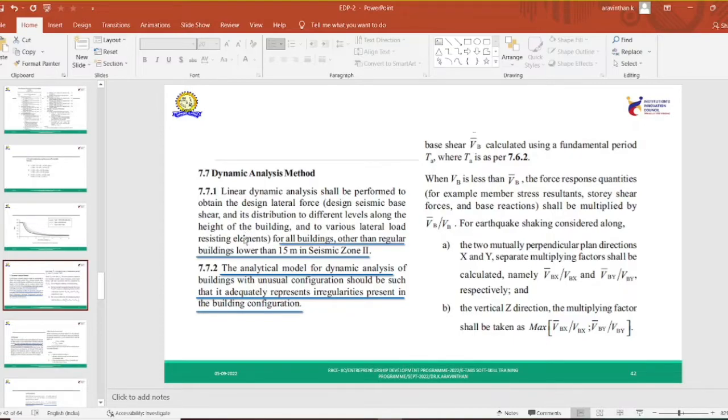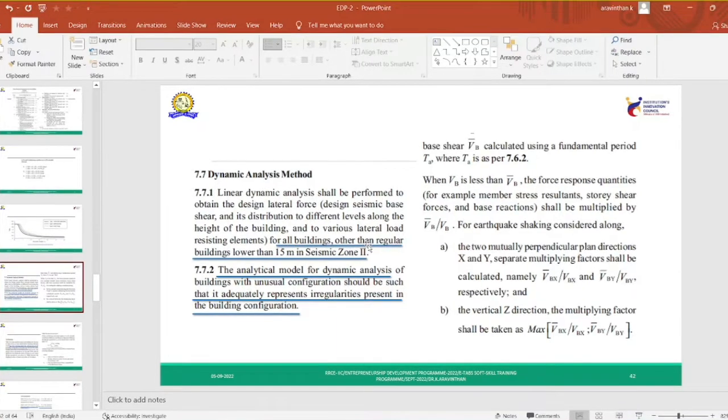to each floor. If you are constructing 10 stories, what is the base shear occurring at your lowest story, that is the ground story, and what is the shear being transferred to each and every floor? This is the reason why you are doing this analysis. For buildings other than regular buildings lower than 15 meters in seismic zone 2, if you have a regular building, you can use the equivalent static load method. If your building is not regular, you have to use the dynamic analysis method.